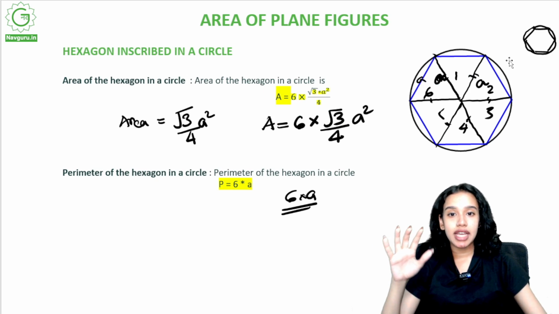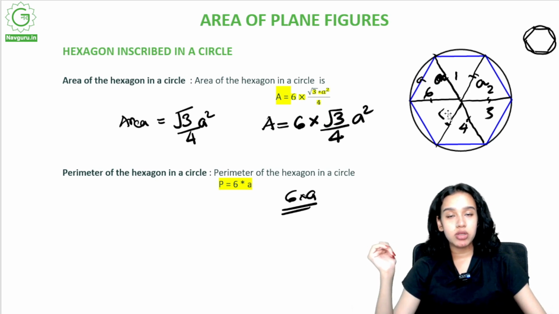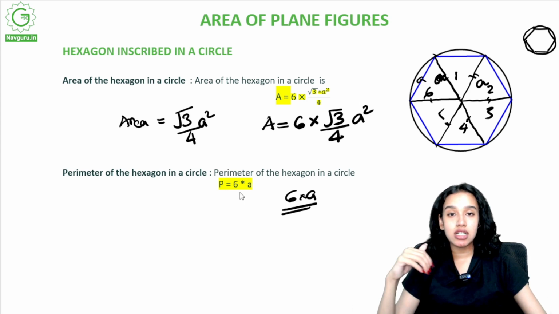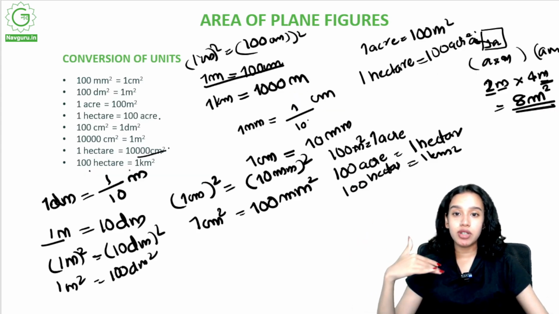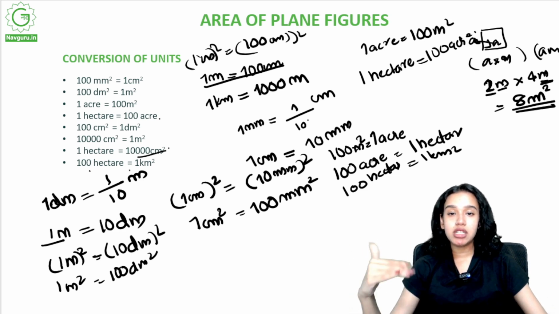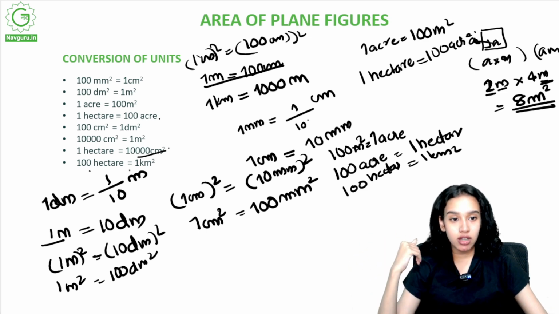Then we talked about the hexagon inscribed in a circle. We divided it into 6 equilateral triangles, so the area would be equal to 6 into root 3 by 4 a square. And perimeter of a hexagon in a circle is 6 times a, where a is the side length. Then we talked about conversion of different units, including millimeters, centimeters, decimeters, acres, hectares and kilometers. Now this is all about the chapter area of plane figures.